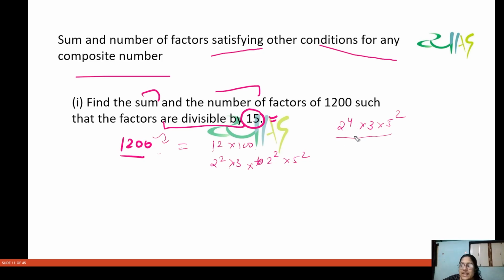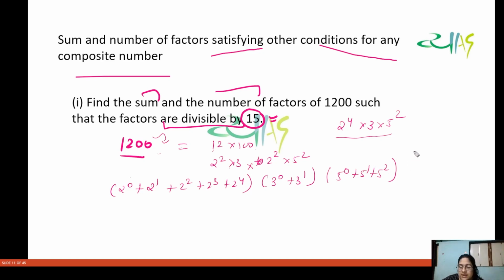Now, see, in the normal case, what will be the factor? So this will be the sum of factors if we have to take them out. This will be 2 to the power 0 plus 2 to the power 1 plus 2 to the power 2 plus 2 to the power 3 plus 2 to the power 4. And this will be 3 to the power 0 plus 3 to the power 1. And this will be 5 to the power 0 plus 5 to the power 1 plus 5 to the power 2.